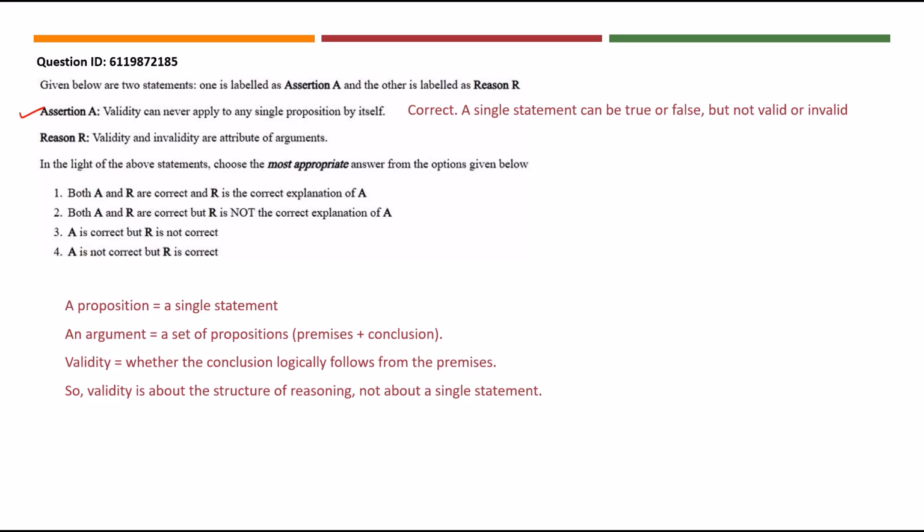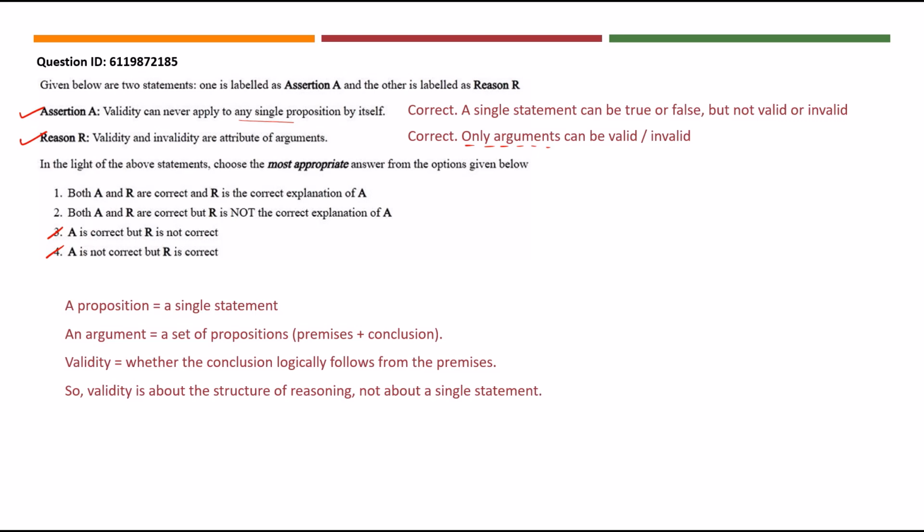What about the reason? Validity and invalidity are attributes of arguments. So reason is also correct because only arguments can be valid or invalid. So when do we say it is valid? When the conclusion logically follows from the premises, it is valid. If it doesn't follow, then it is invalid. So we know both are correct. So these two options are gone now.